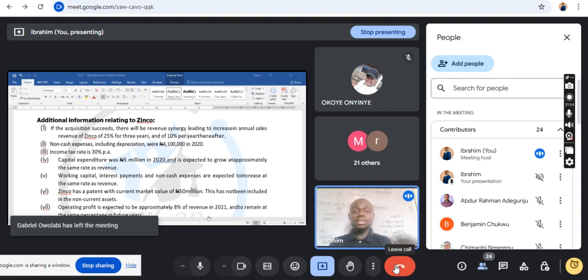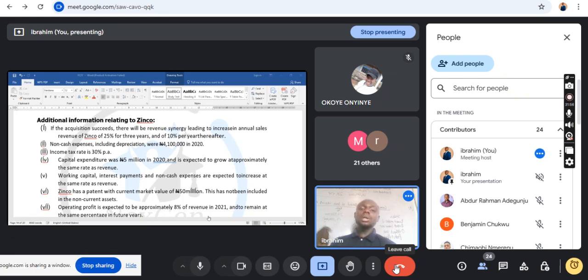They will accept the bid. If it is not okay, they will do what? They will reject what? The bid, right? So when we get to merger and acquisition, we'll talk more on that. Now, if the acquisition succeeds, there will be revenue synergy. Of course, one of the reasons why you do acquisition is revenue synergy.